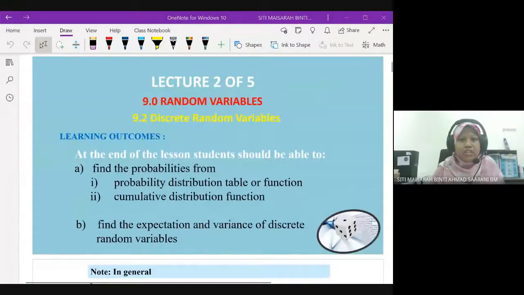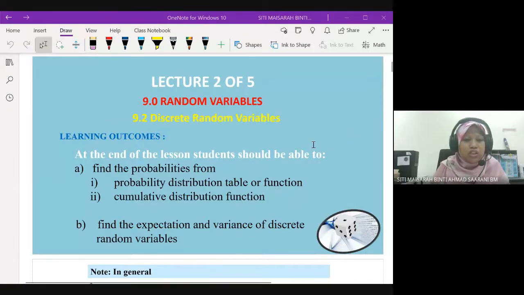Alright, kita sambung dengan lecture 2. This is still a discrete random variable, but we are going to focus on finding the probability from a probability distribution table or function. Nak cari probability daripada PDF ataupun from cumulative distribution function. Maksudnya kat sini dia akan bagi sama ada PDF ataupun cumulative distribution function. So then dia akan tanya soalan nak cari probability. Okay, and then find the expectation and variance of discrete random variable. Nak cari expectation dan variance.